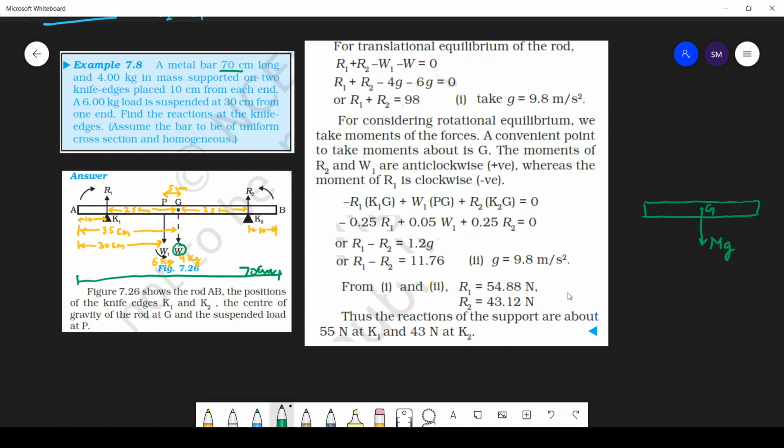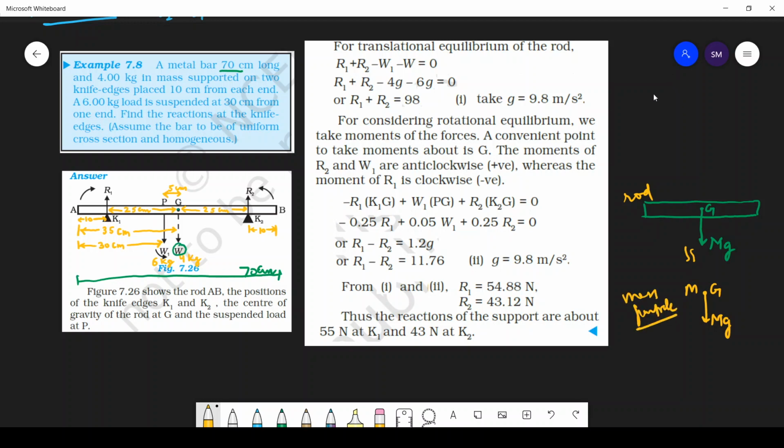So here you can assume that the weight of the body is equivalent to a point mass, and that point mass is at G. In both these cases, you take it as a rod, or you take a mass particle M which is located at G. So this is the mass particle.